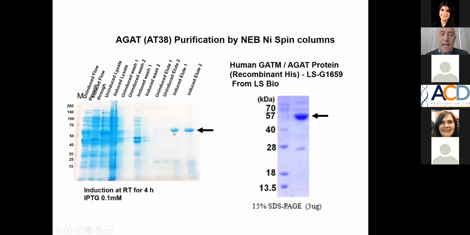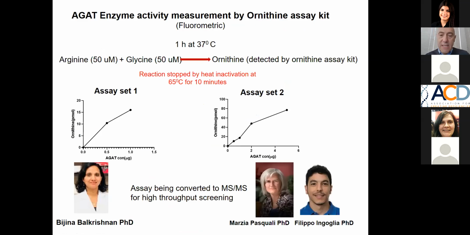Now that we have the enzyme, we started testing its activity, and we were able to demonstrate a linear dependence between the amount of protein that we applied to the reaction and the production of ornithine, which is obviously one of the products that we observe in the reaction. And this is pretty much the point where we are now.